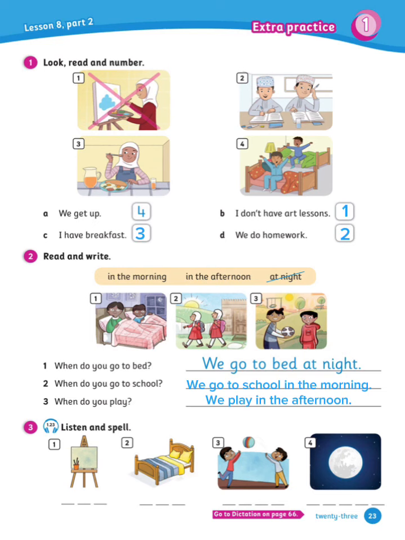Exercise number 3. Listen and spell. Listen carefully. Number 1. Art. A-R-T. Number 2. Bed. B-E-D. Number 3. Play. P-L-A-Y. Number 4. Night. N-I-G-H-T.